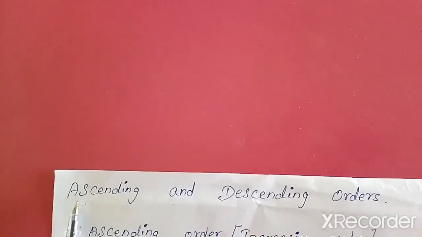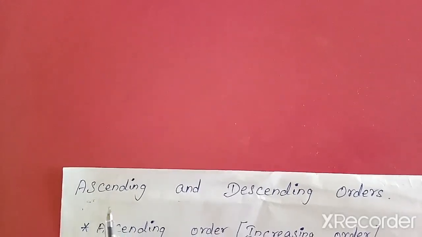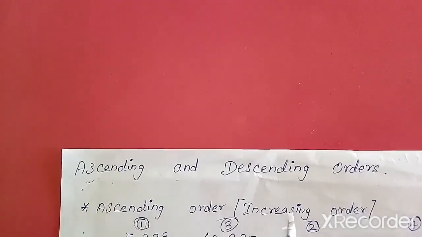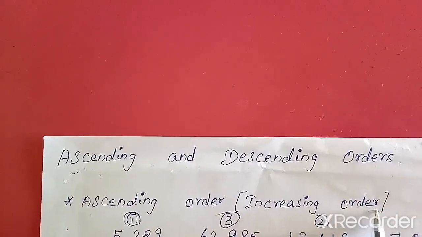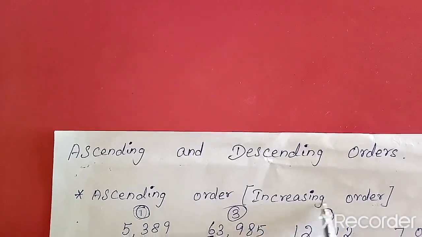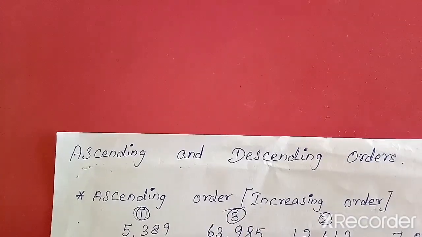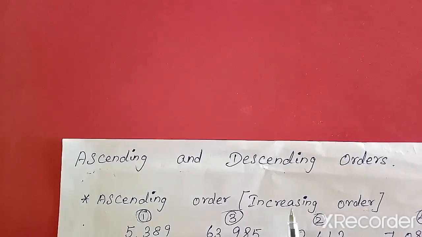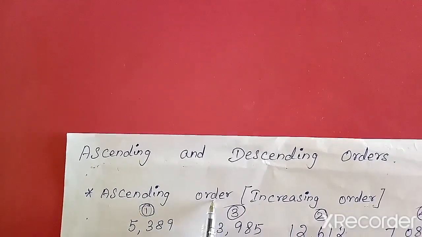So we completed the first concept, comparing of numbers. Now the next topic is ascending and descending orders. Let us first see what is ascending order. Ascending order is nothing but increasing order, what you have already learned in your lower class. In increasing order, what do we do? We arrange numbers from smaller value to bigger value. So that is the same thing we have to do in ascending order also.